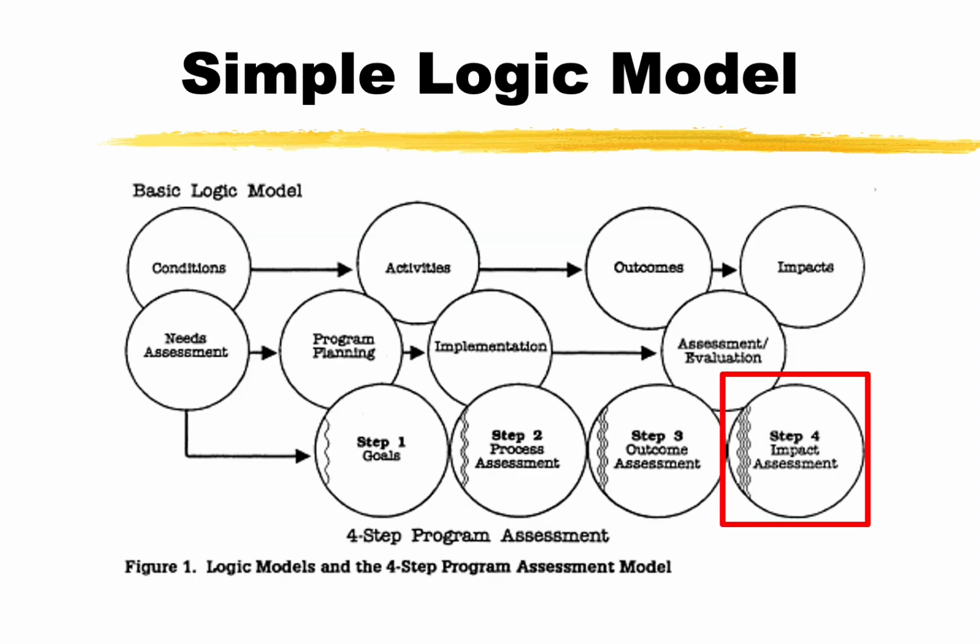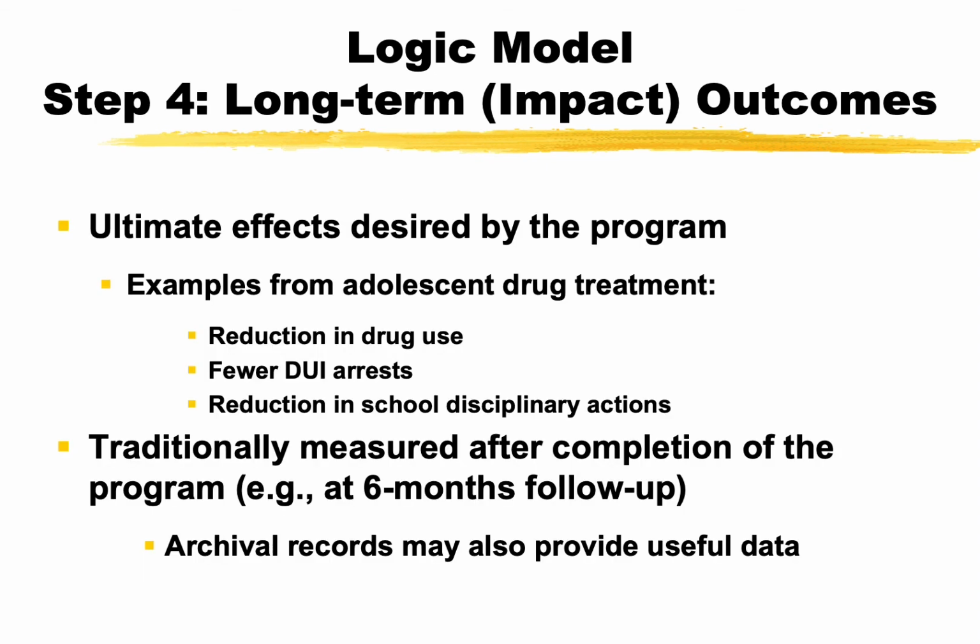Step 4 is an extension, often called impact assessment. Here, the goal is to measure the longer term or more significant outcomes of the program. So let's take, for example, a drug prevention program. The ultimate effects, or the areas one would like to impact, might include reduction in overall drug use, reduction in the rate of new students starting to use drugs, a decrease in DUI arrests, and a decrease in school disciplinary actions.